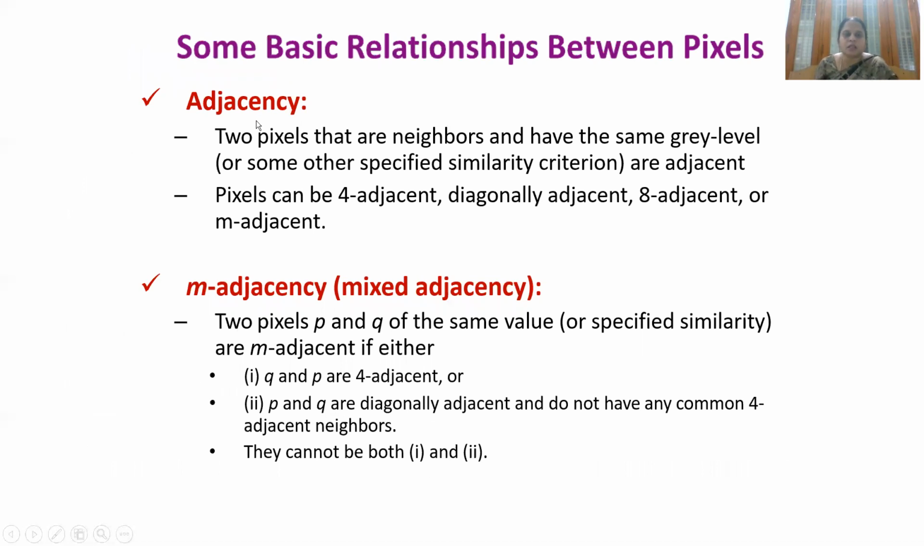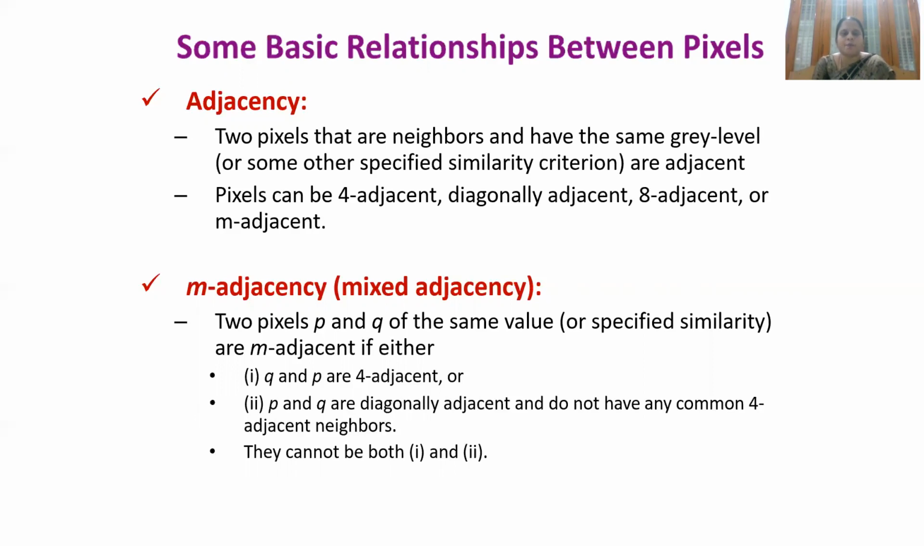Next we will see adjacency. After connectivity we are going to see adjacency of the pixels. Pixels should be neighbors and have the same gray level, then we can say they are adjacent. Again, it can be 4 adjacent, 8 adjacent, or M adjacent. Same concept.